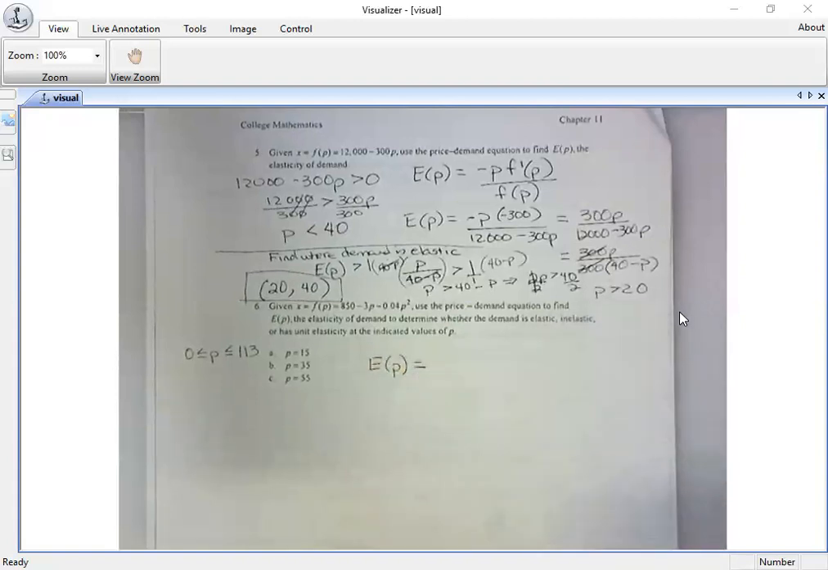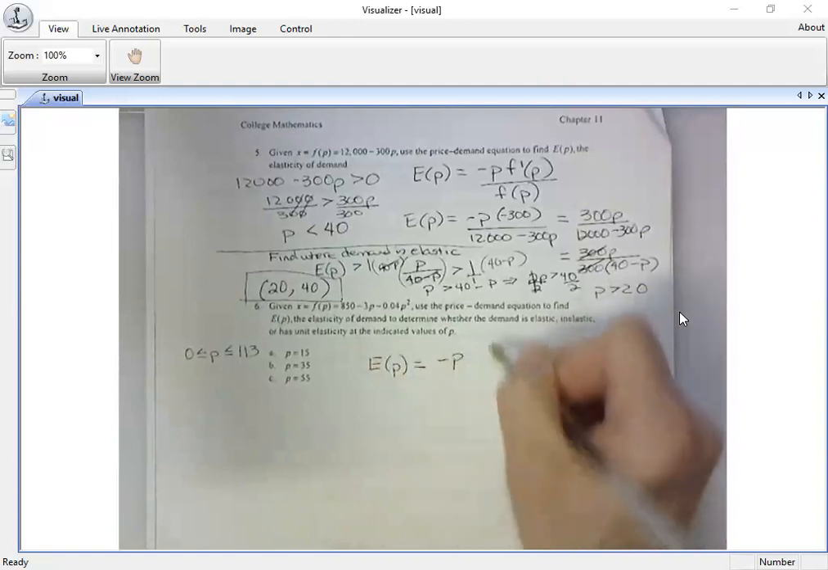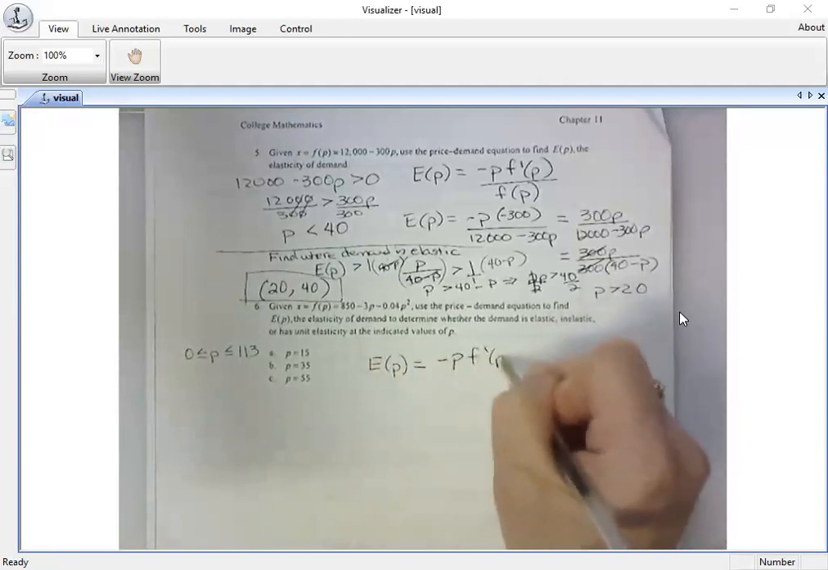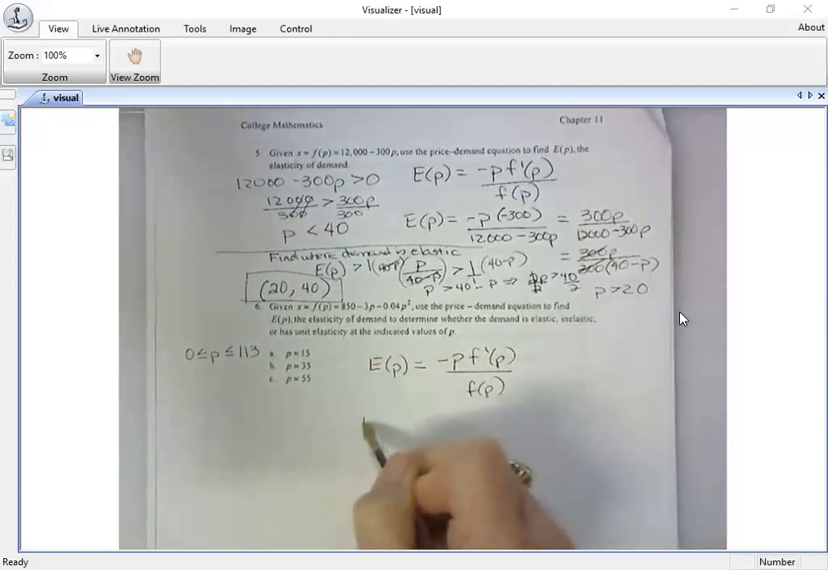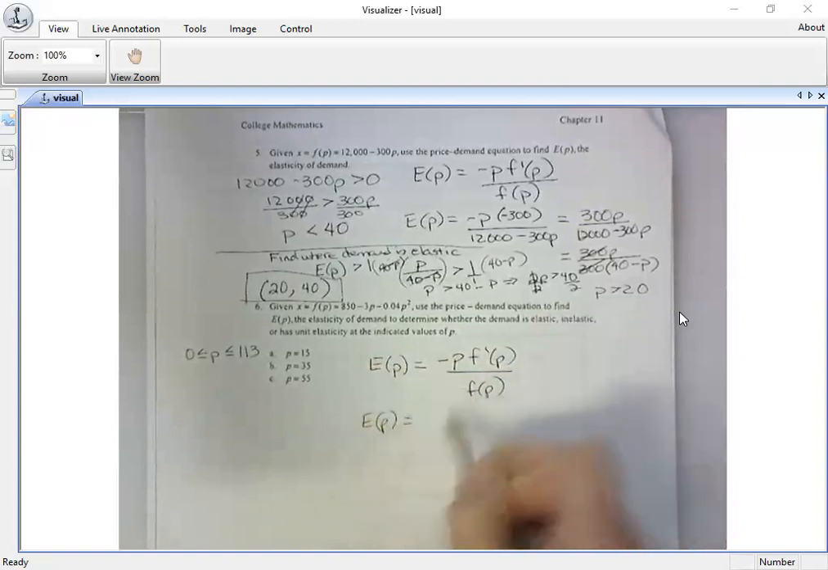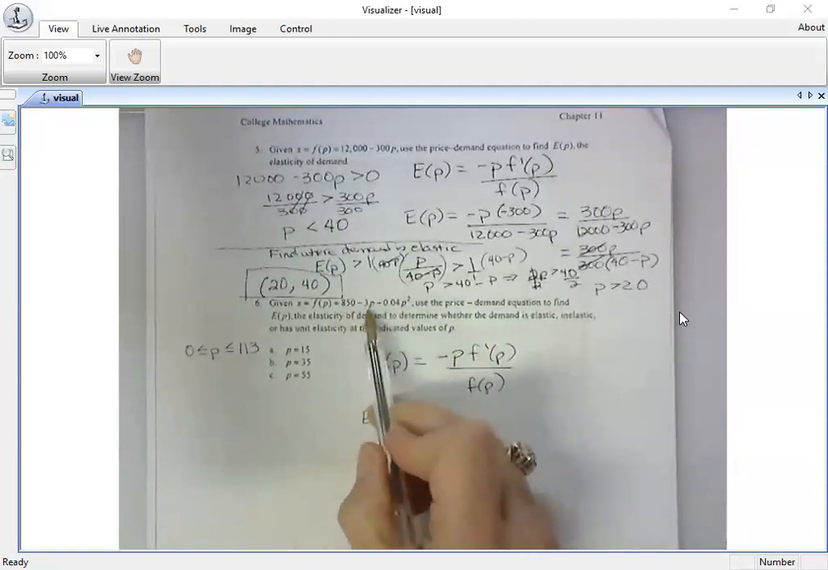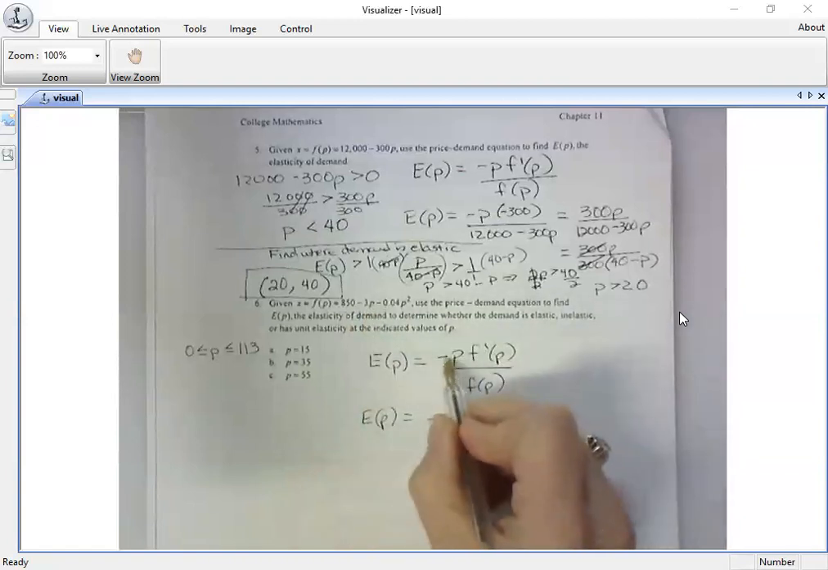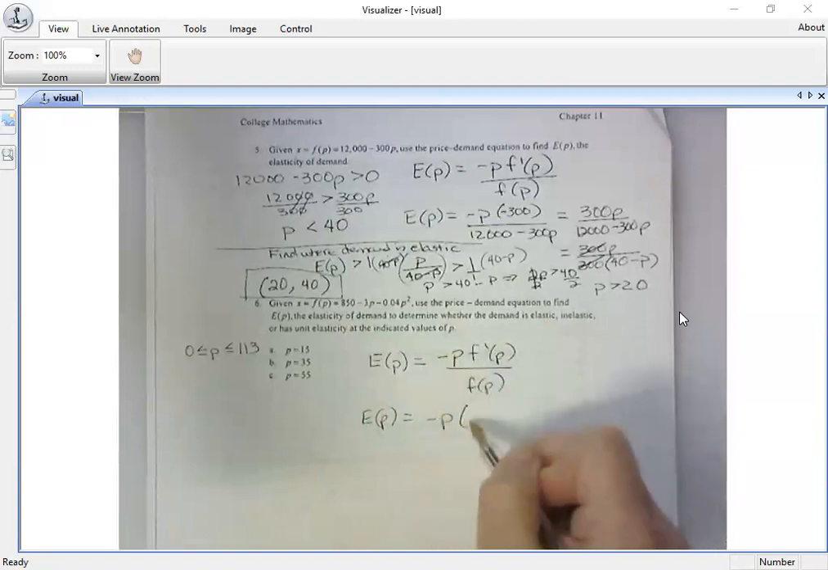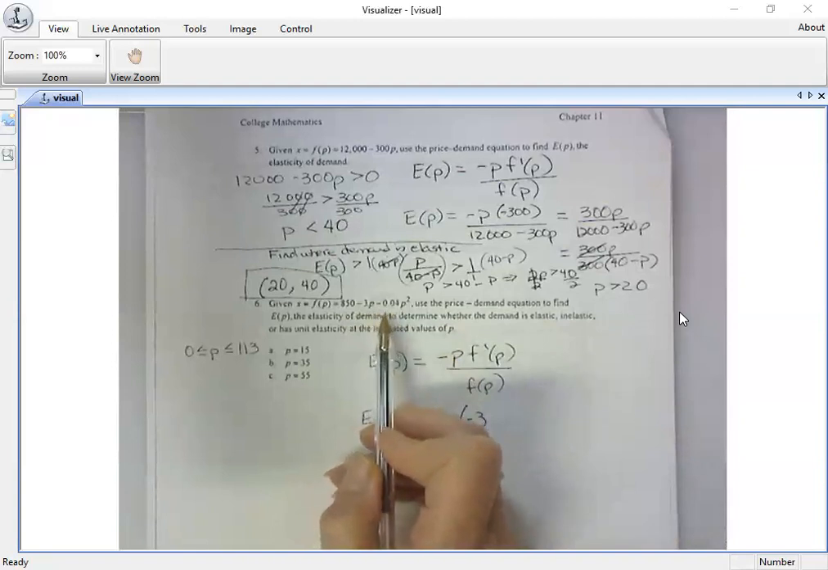And you said the equation is what? Negative P times the derivative over the original. Good. All right. This one, we have negative P. Now, see if you can differentiate this. The derivative of 850 is zero. What's the derivative of negative 3P? All right. So make sure you got a parenthesis here because we're multiplying the negative P times the derivative. So I've got a negative 3. And now what's the derivative of negative 0.04P squared?